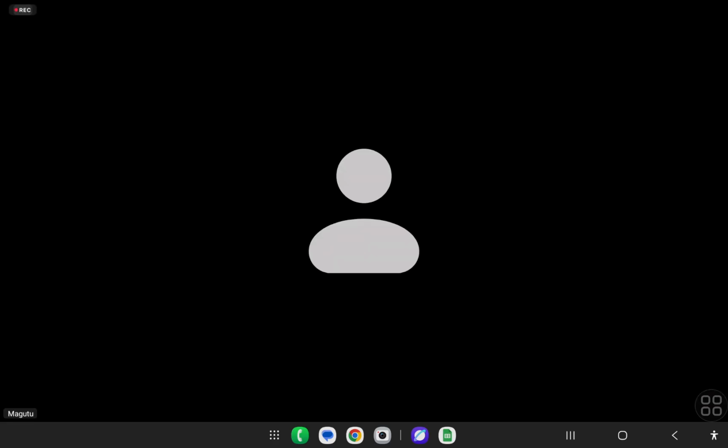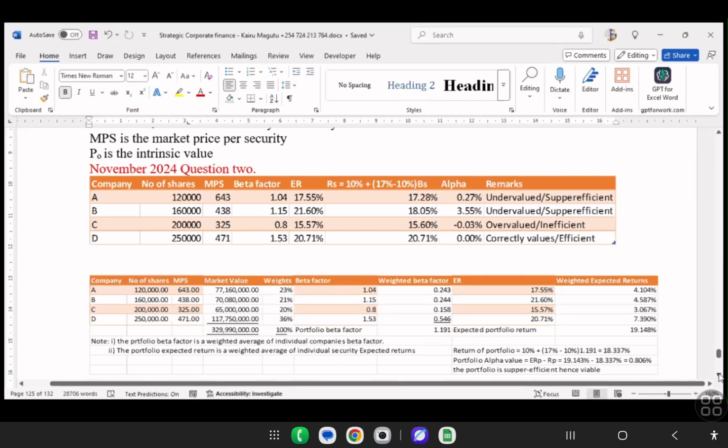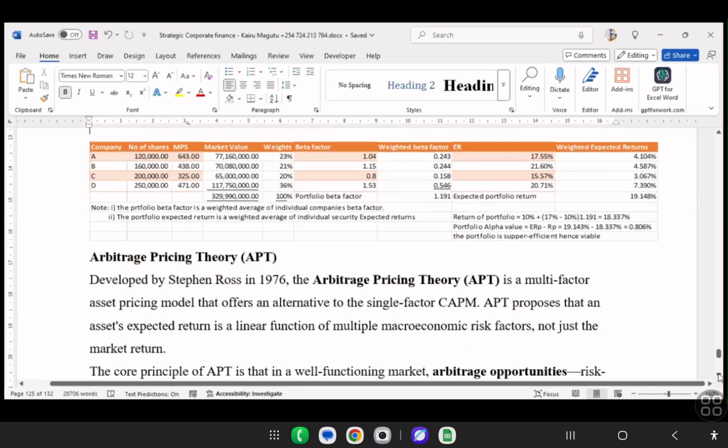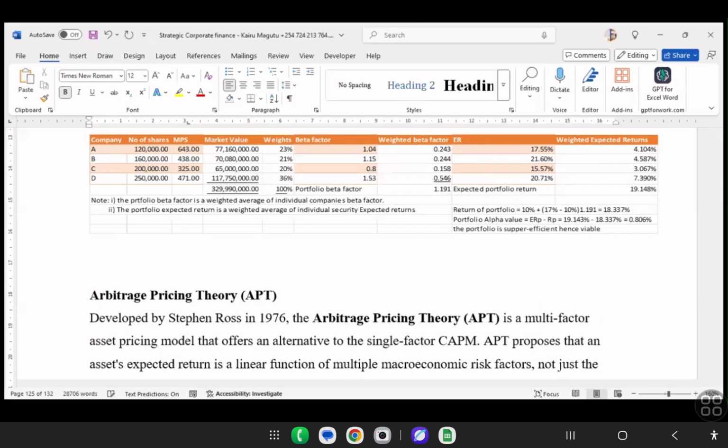Let me share my Word document so that at least we can work on it together. If you can see it, there it is. The Word document is there. Good.